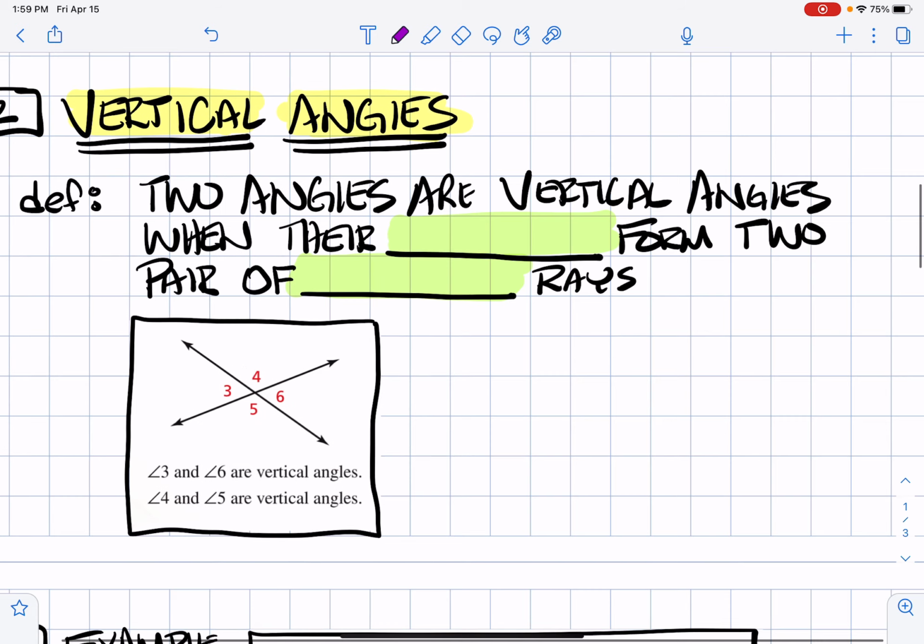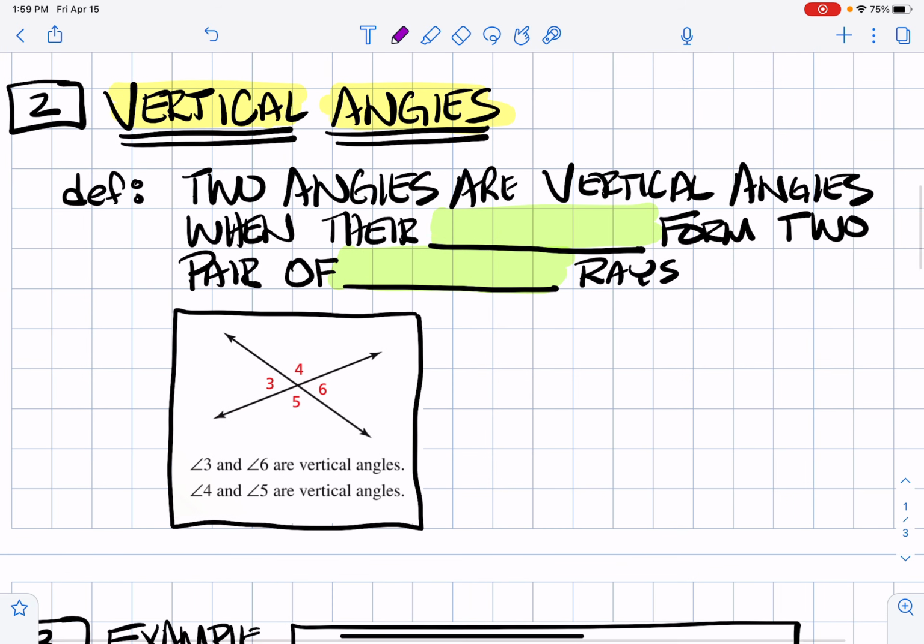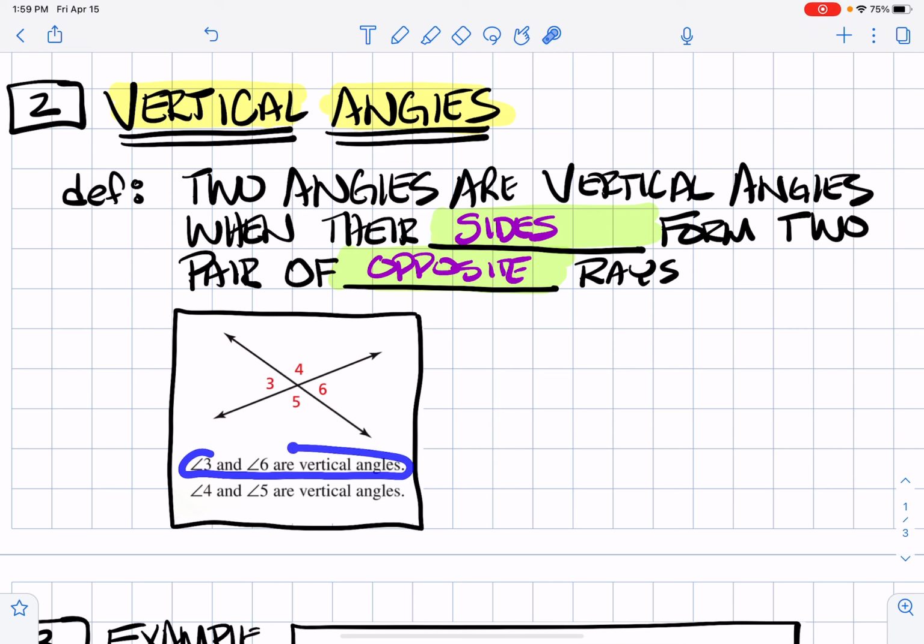Okay, box 2 is all about vertical angles. So the definition that we're going to be working with is: two angles are vertical angles when their sides form two pairs of opposite rays. Okay, so let's talk about that one real quick here. So let's take, for example, 3 and 6, right? So 3 and 6 are vertical angles.